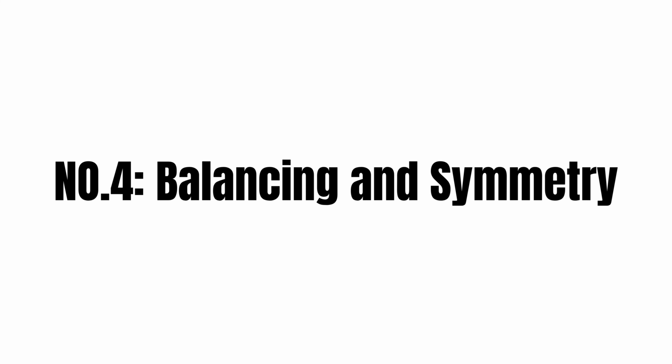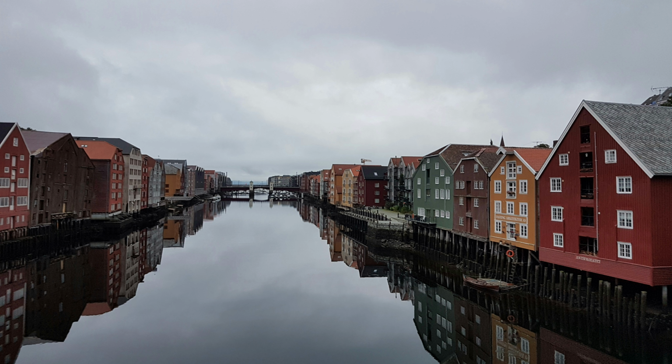Method 4. Balancing and symmetry. Balance and symmetry can give your photos a professional look. Balance doesn't just mean leveling the horizon or centering objects. It also considers the size and number of elements. For instance, a large object on the right and a small one on the left create an unbalanced frame.